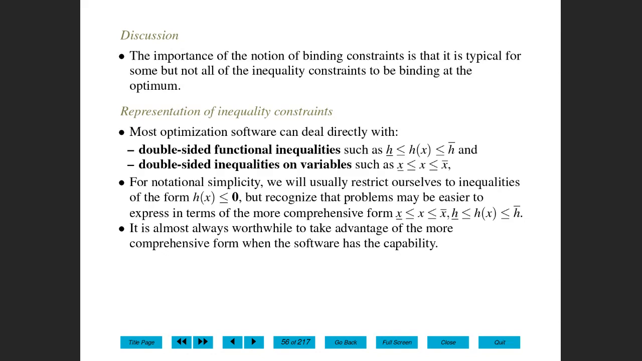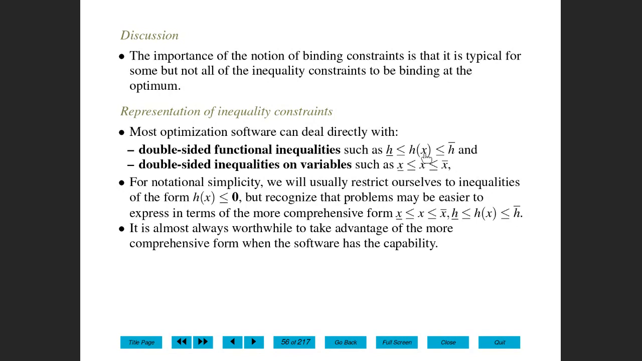Okay, let's look at this. Sometimes some of the constraints are binding. In reality, some constraints are mostly binding and some are non-binding. It is very rare that all of the constraints are binding. Most of the time, let's say we have 4 or 5 constraints, some would be binding and some would be non-binding. And there are some optimization software available in the market which deal directly with the double-sided functional inequalities.